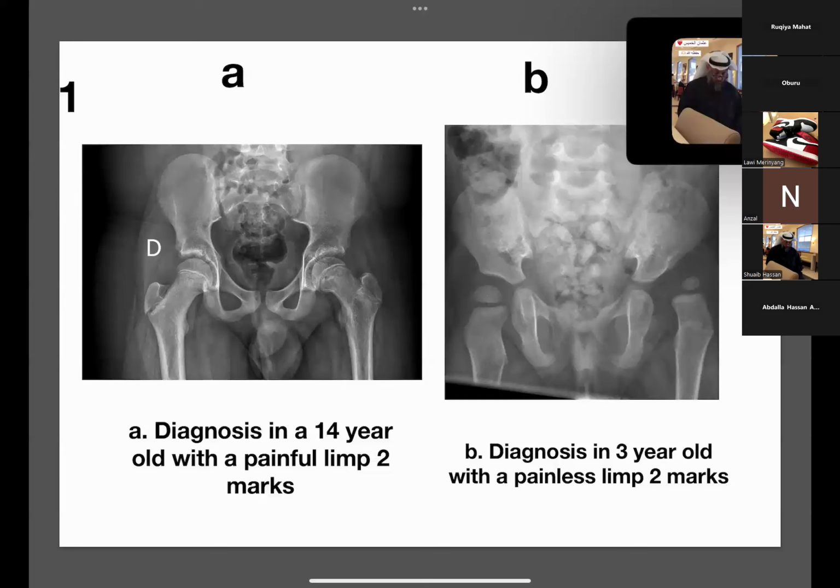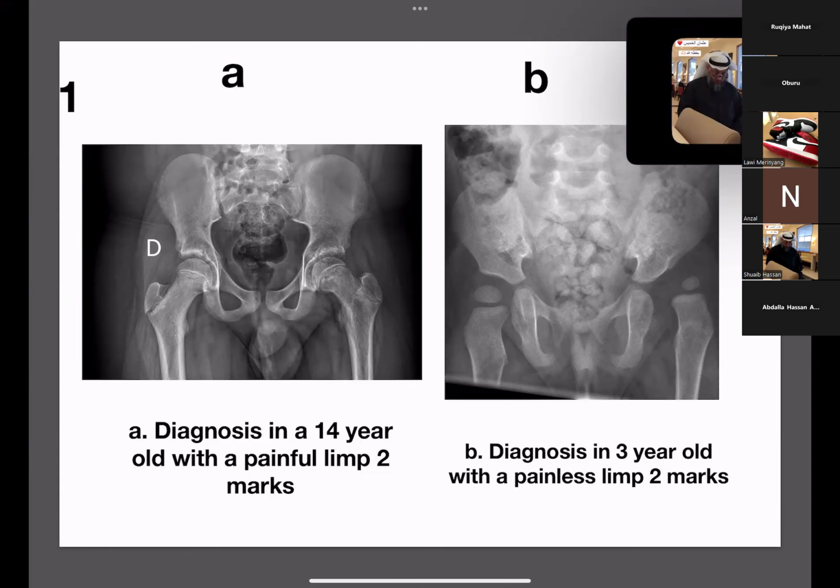Then the other thing that you also must do with this patient, any child whenever you suspect they may have slipped capital femoral epiphysis or something, you must always do a frog lateral view, okay? Because sometimes slipped capital femoral epiphysis will show in the frog lateral view before it shows on the AP view. So you must always do a frog lateral view.